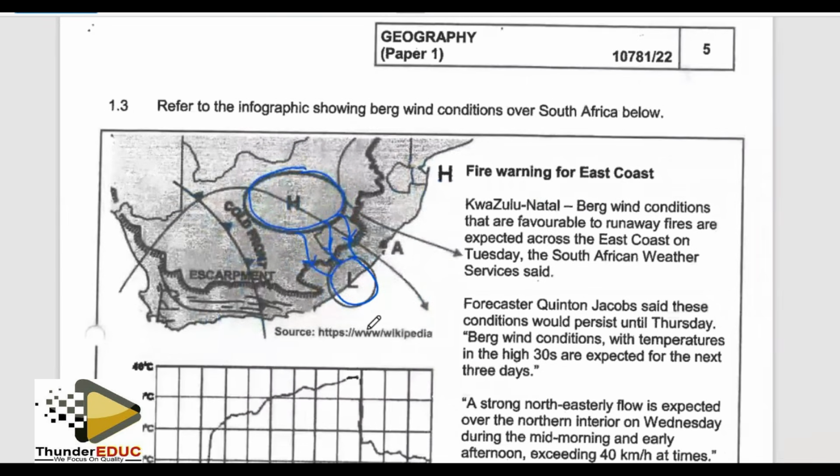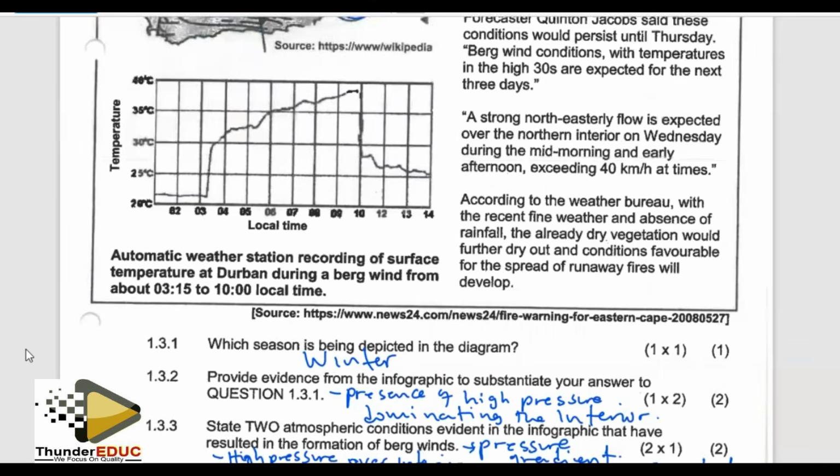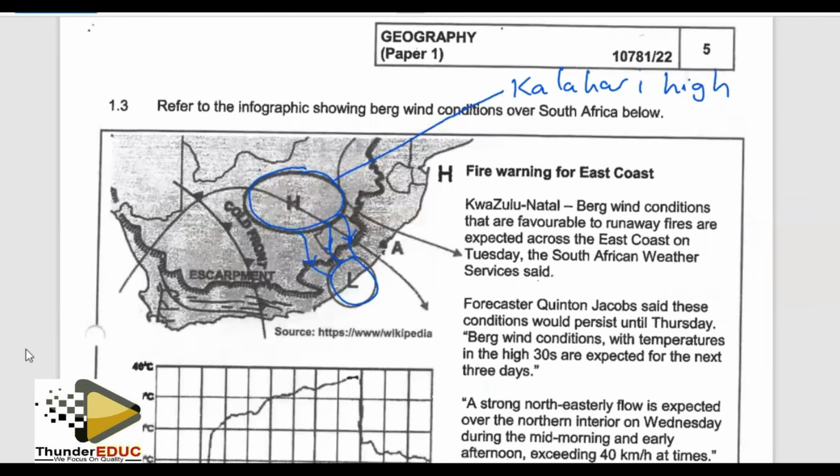Okay, as you can see here, this is our high pressure cell, which is the Kalahari high. So you can just say this Kalahari high pressure. Another condition we're going to talk about is the coastal low pressure cell, which is situated along the coast. So this is our coastal low pressure cell. This one here would be our coastal low.